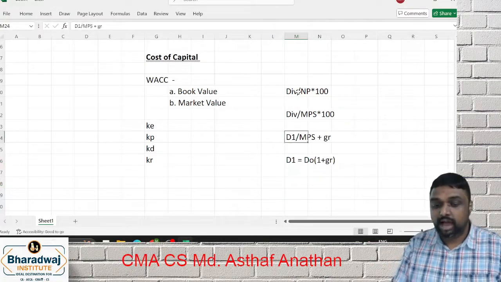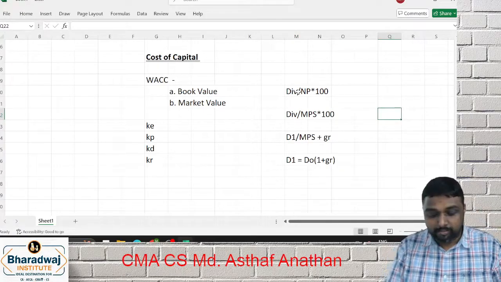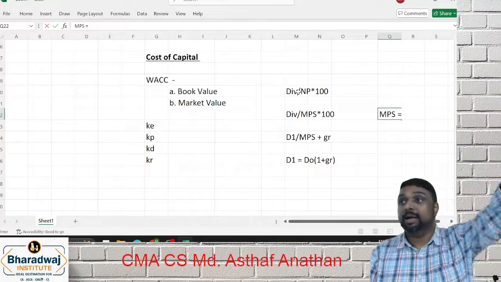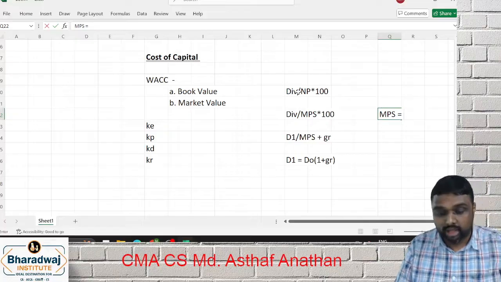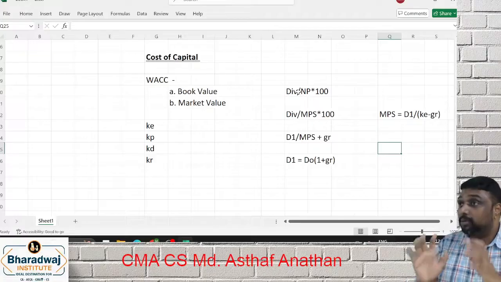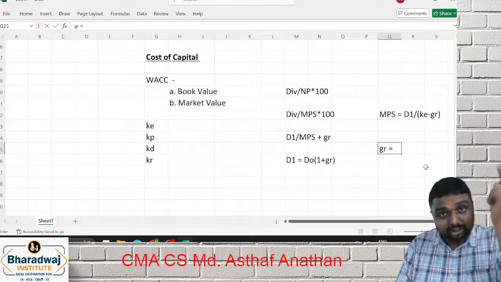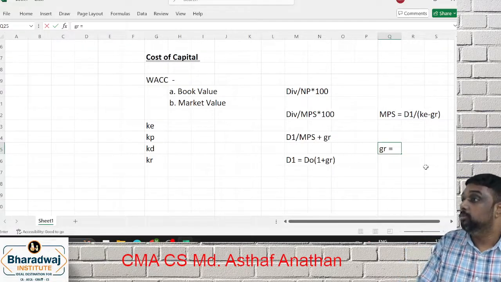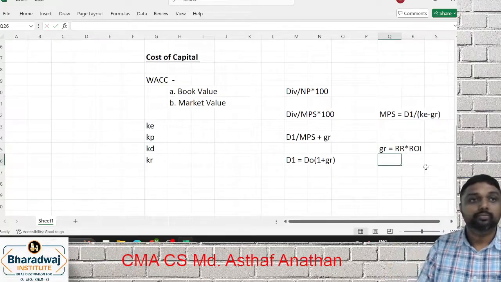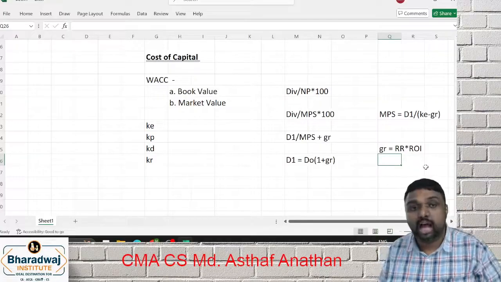Now, for this formula, sometimes a 2 mark reverse question will come. How will the reverse question come? MPS. What is the formula from this for MPS, which will also be helpful for your dividend chapter? The formula is D1 by KE minus g. In some standard essay questions, the growth rate may not be given. If the growth rate is not given, how to compute the growth rate is also given: retention ratio into return on investment. Are you clear? So you should be able to recall this before we approach the problem.